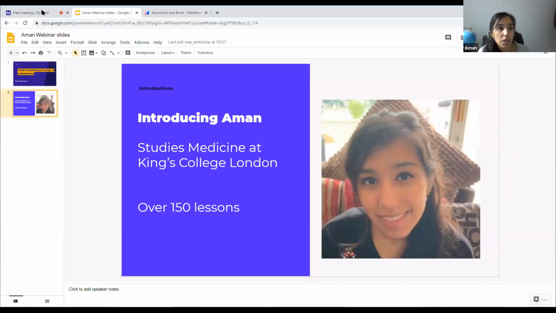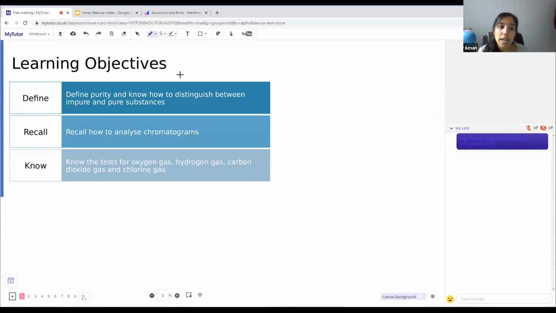Okay, so the learning objectives for today are to define purity and know how to distinguish between impure and pure substances. We're going to recall how to analyse chromatograms. As I said, we have looked at this in a bit of detail before, but we're looking at it in a bit more detail today, and we'll be focusing on some exam questions as well.